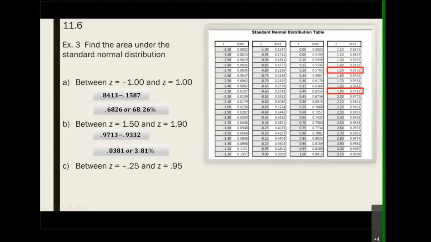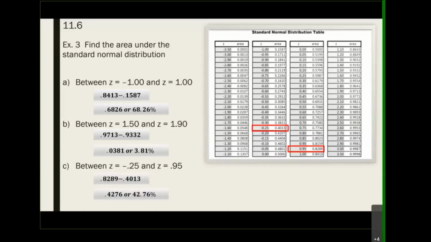If we're looking for negative 0.25, this is what we have: 0.4013, and 0.95 is 0.8289. I think in each problem I use 0.95, all three of them. So looking at this, what do we need to do? We just need to take the bigger area, 0.82, minus the 0.40. If you subtract, everybody see that we still have 0.4276 left.